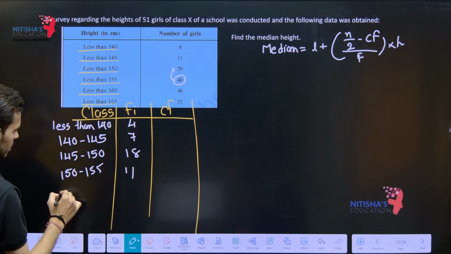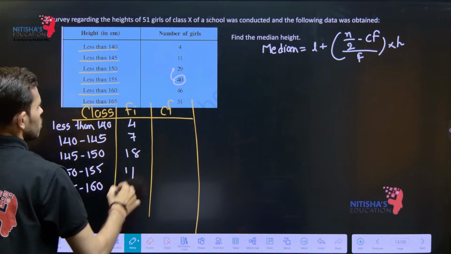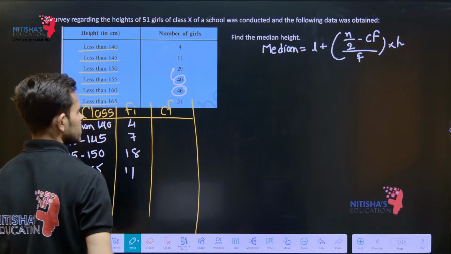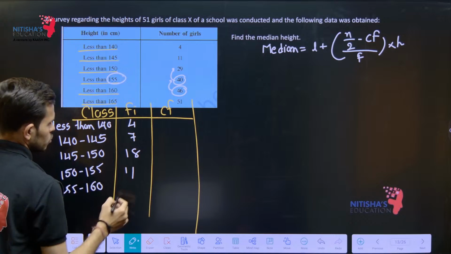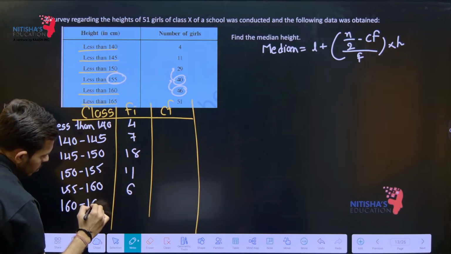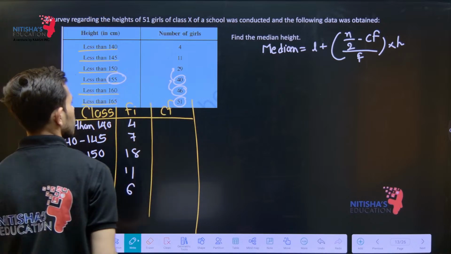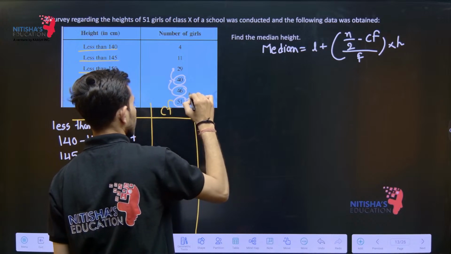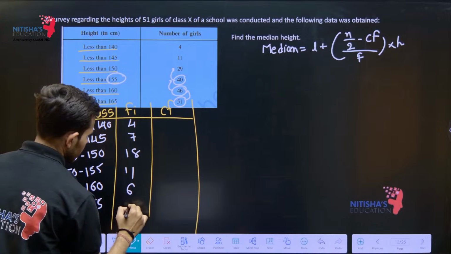The next class is 155 to 160. The total number of girls is 46, from which 40 are already considered. So the remaining are 6 girls. Next is 160 to 165. The total number of girls is 51, and from this 51, 46 are considered in 160, then 5 will remain.